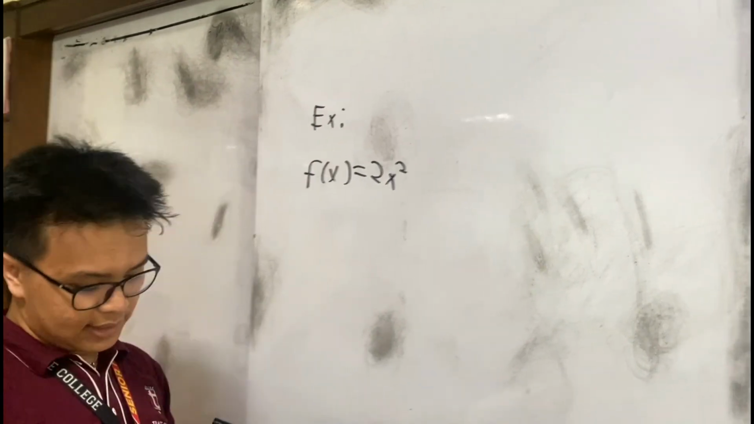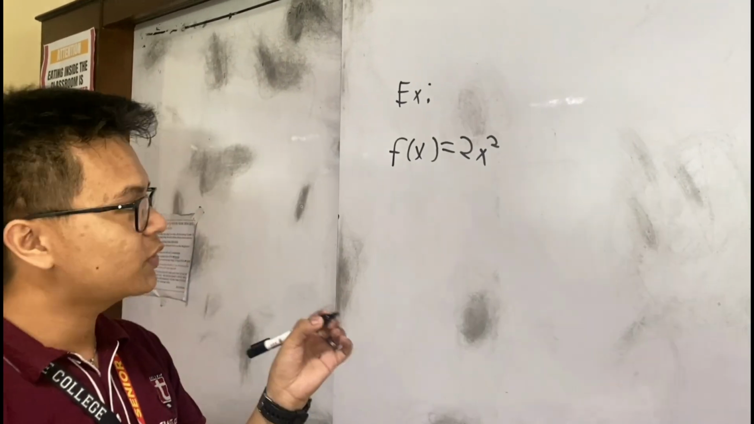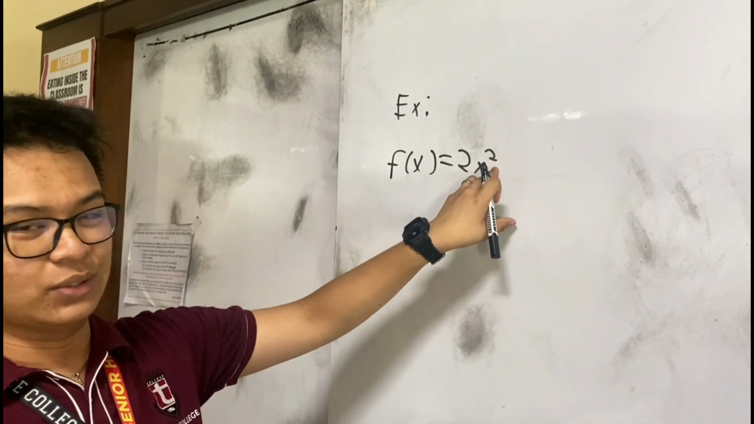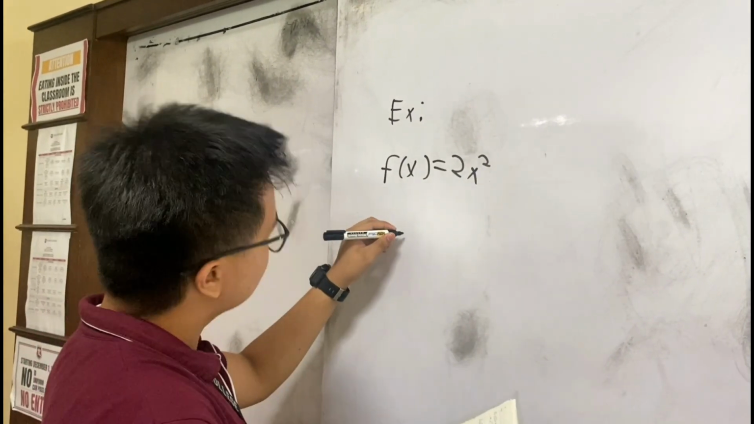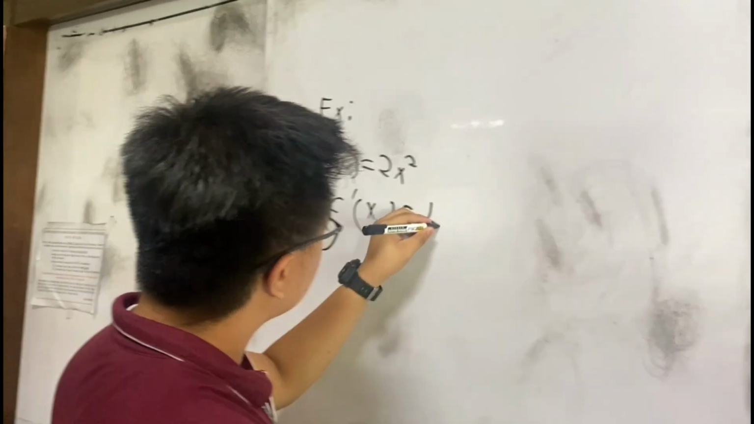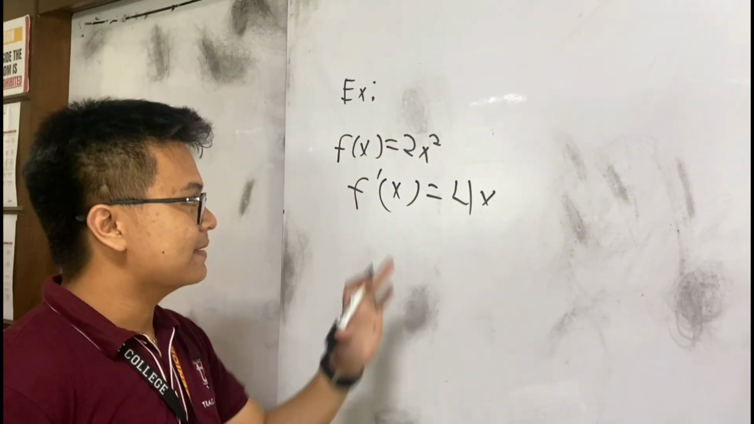So, let me give you an example. Take f of x equals 2x squared. Now, you take 2 and multiply it by the exponent 2 to get 4. Now, subtract 1 from the exponent. There you go, the final answer is 4x.